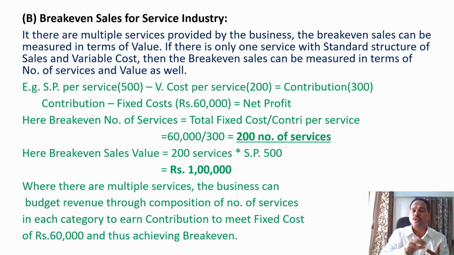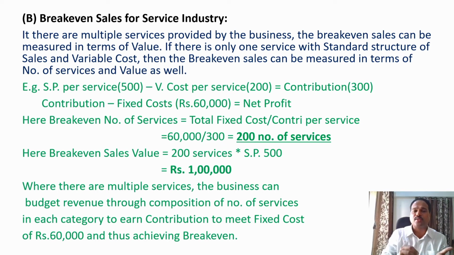Then in this example we take a fixed cost of 60,000. So what will be the break-even number of services? It will be total fixed cost divided by contribution per service. So 60,000 is your total fixed cost per annum divided by contribution per service of 300 is equal to 200 services. So 200 services you have to give to achieve the situation of no profit, no loss.